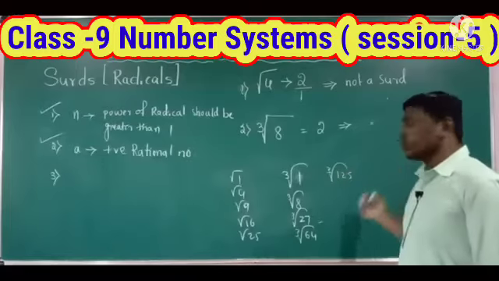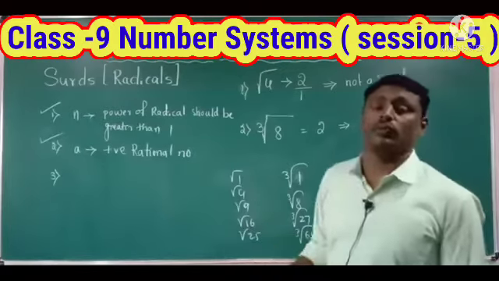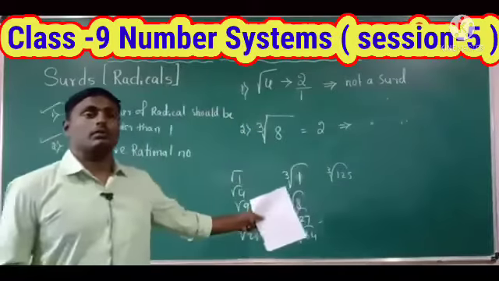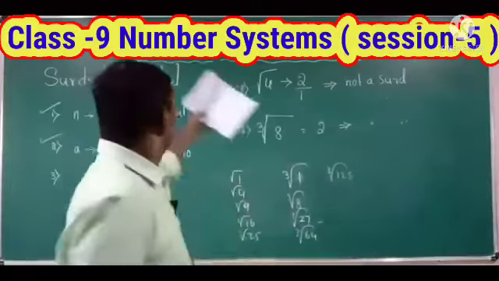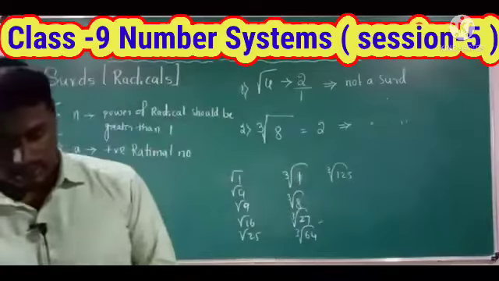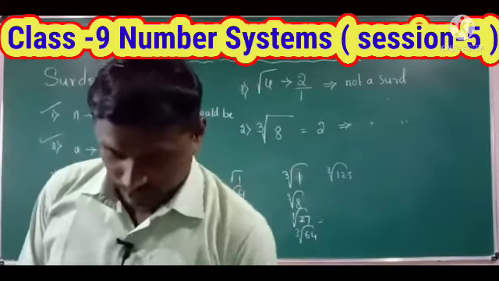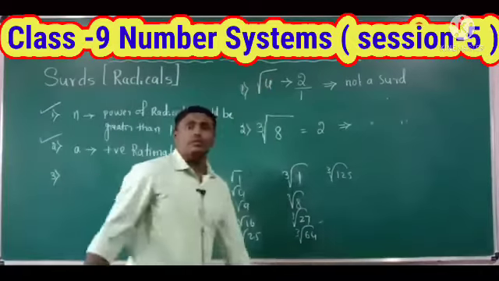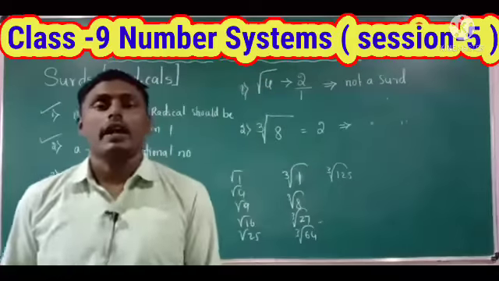Or fourth root of 1, right? So these kinds of numbers are not considered radicals or surds. Okay, next one, if the order of the radical is 2, then we call it a quadratic surd.